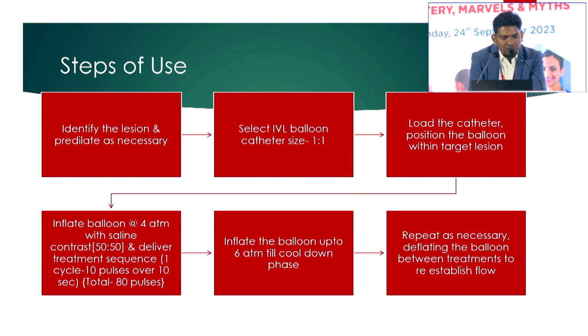So what are the steps of use? First you need to identify the lesion. Most of the time it is a bulky balloon, and it starts with a 2.5 mm balloon and goes up to 4 mm, and the length will be 12 mm. If it is a very tight lesion, we can't take the IVL balloon directly, so we will pre-dilate with a normal non-compliant balloon. Then we will select the size of the IVL balloon with a 1:1 ratio, and we'll load the catheter and inflate up to 4 atmosphere pressure with 50-50 saline and contrast in the inflator.